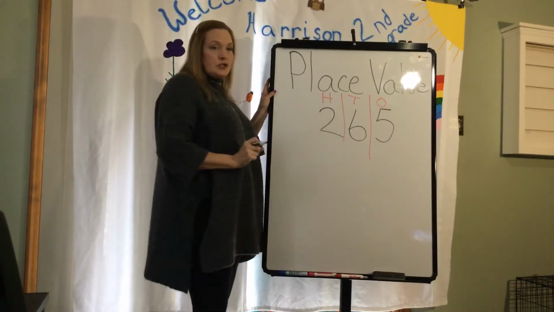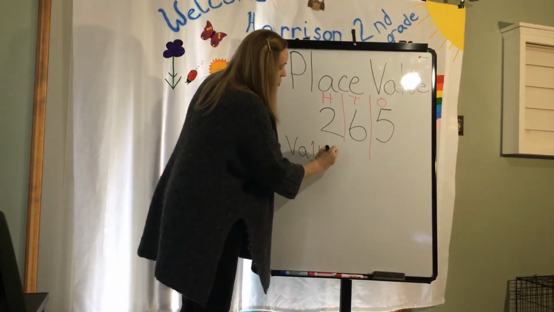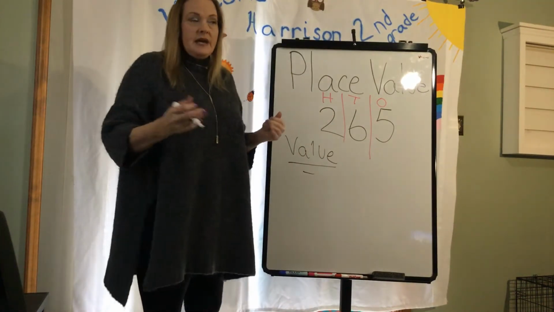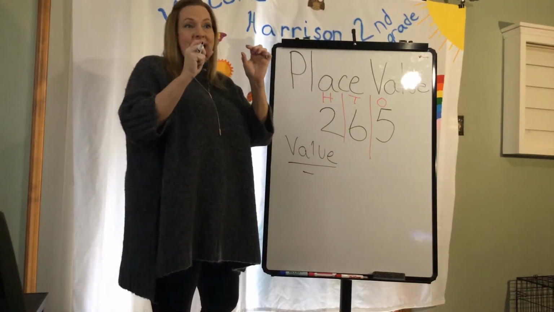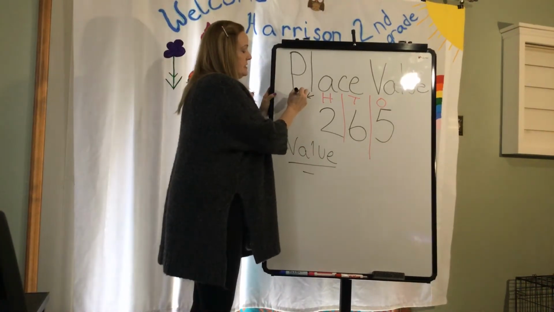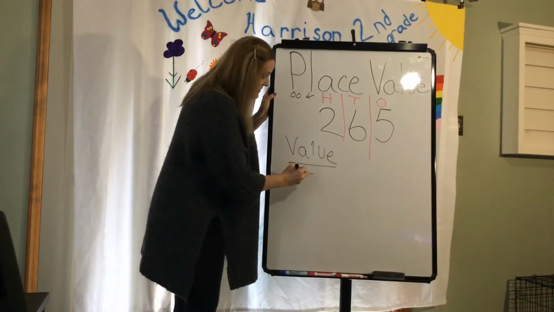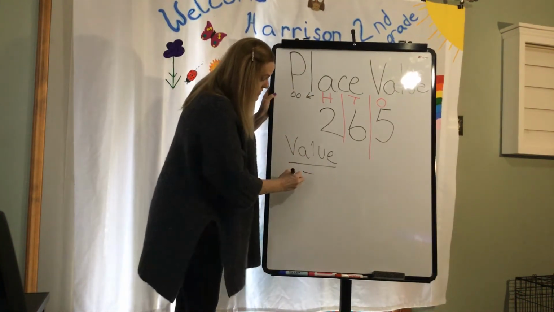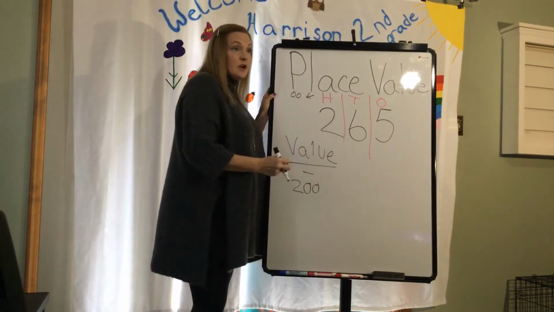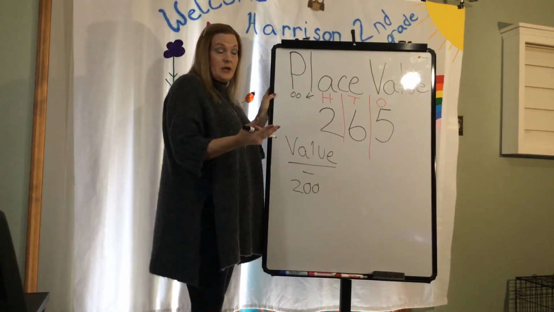All right, so let's look at the 2 first. What is the value of that 2? It is in the hundreds position, so I know that it's going to be something hundred, okay? It's going to have a 0, 0 behind it, no matter what. Put a little arrow here, 0, 0. There is a 2, so all I've got to do, it is hundreds. So the value of my 2 would be 200. If it was a 7 here, my value would have been 700. If it was a 3, my value would have been 300.